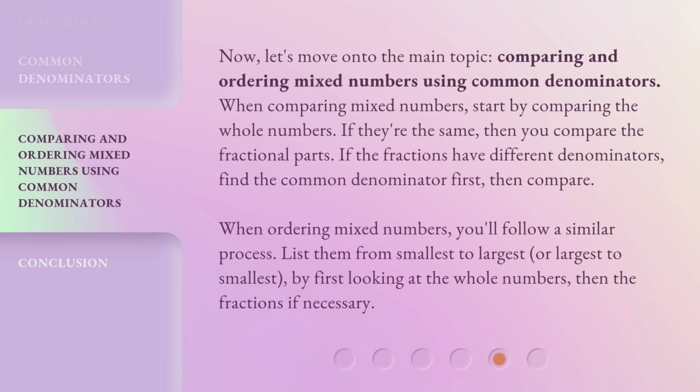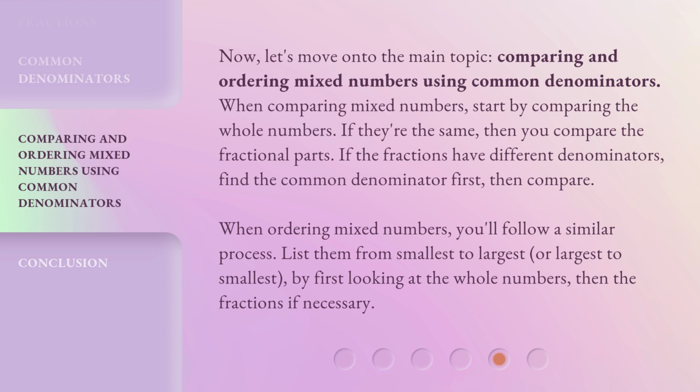Now, let's move on to the main topic: comparing and ordering mixed numbers using common denominators. When comparing mixed numbers, start by comparing the whole numbers. If they're the same, then you compare the fractional parts. If the fractions have different denominators, find the common denominator first, then compare.